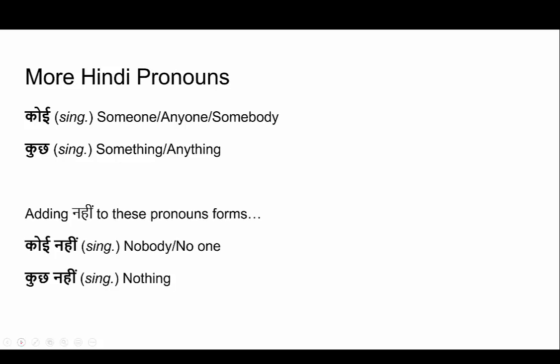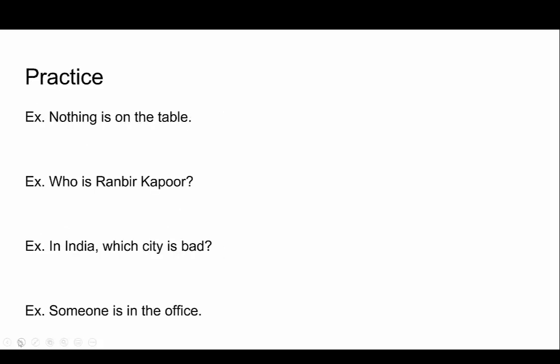When the negative nahi is added to these pronouns, the antonyms koi nahi and kuch nahi are formed. They mean nobody/no one and nothing, respectively. Let's do some practice with the pronouns we've learned so far by translating the following sentences from English to Hindi. Let's start with the first sentence.